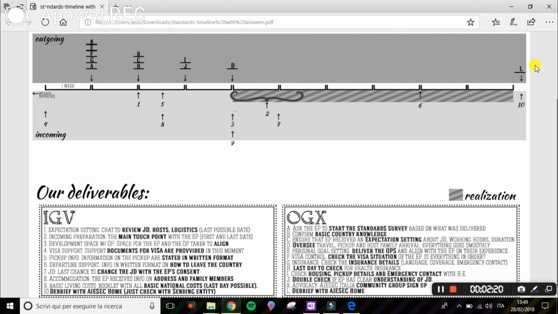So this should be the time in which the EP sits down again and fills in all the standards that are missing. This is basically what you should do for ensuring that each exchange is actually delivering leadership, and if you have any doubt, you can approach me.